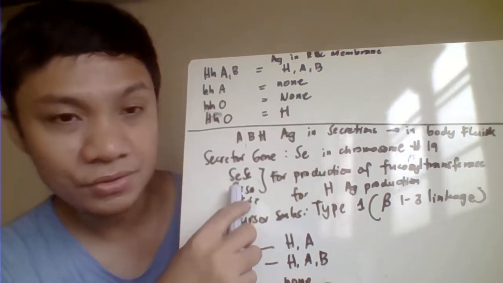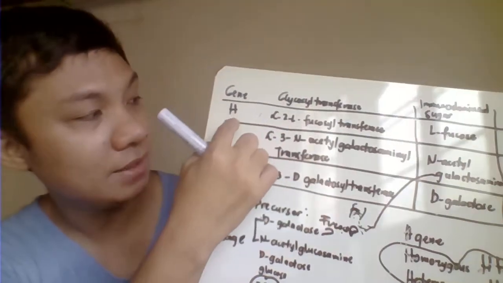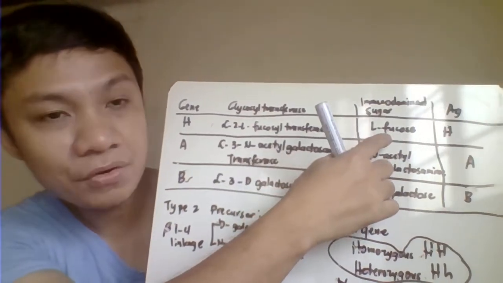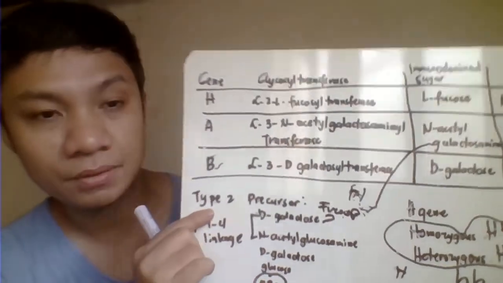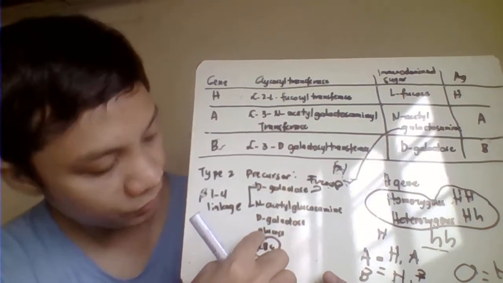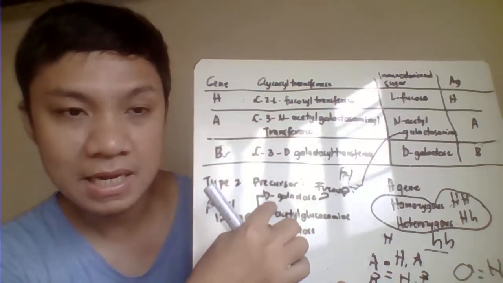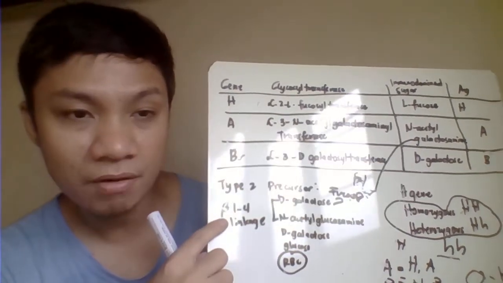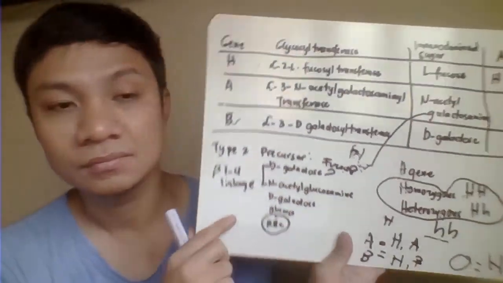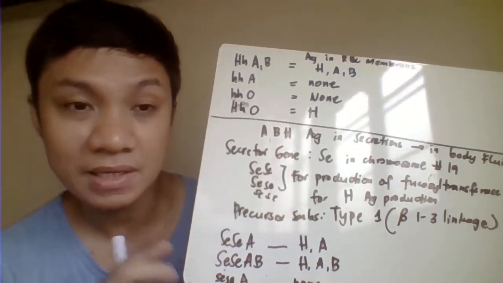Yung secretory gene also code for the same sugar, ito din ang sugar ni secretory gene natin. Alpha-2 L-fucosyltransferase, mag-a-add siya ng L-fucose ulit to your type 1 precursor. Type 1 precursor, ganito pa din siya. Glucose, D-galactose, N-acetylglucosamine, terminal D-galactose. Only that, instead of your beta-1,4, beta-1,3 linkage ang ating type 1 precursor. Okay, so type 1 precursors for the production of your H antigen in your secretions.